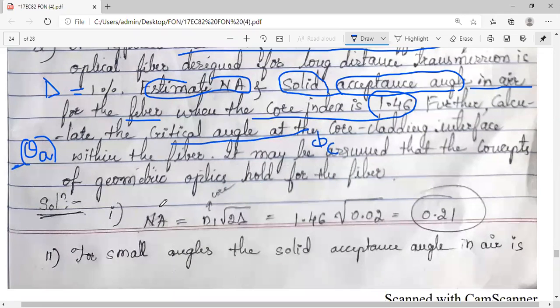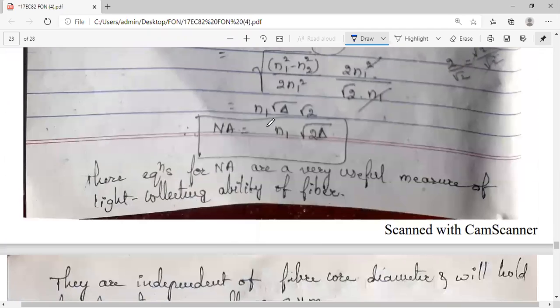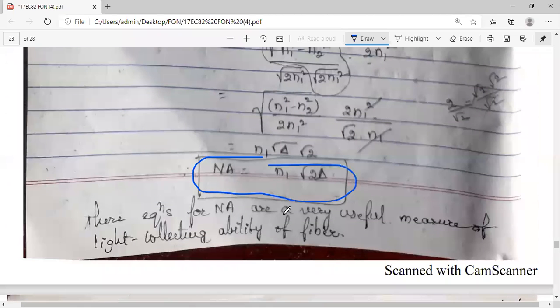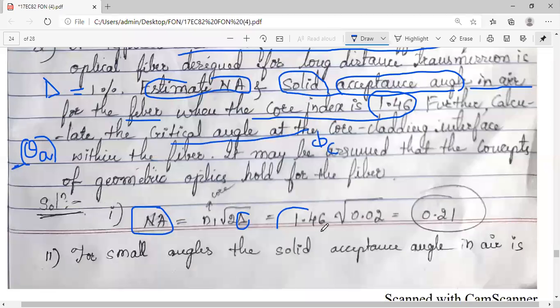Let's start. The first one, numerical aperture. We have the formula. We have already derived this formula, numerical aperture in terms of this relative difference. As a note, I have given this. NA is equal to n1 root of 2 delta. So you make use of that, direct substitution. N1, core refractive index, is given to you. N1 is the core, N2 is cladding, N0 is air. And the delta is given to you as 1%, 0.01, multiplied by 2, so 0.02. You will get it as 0.21. You can calculate, verify.